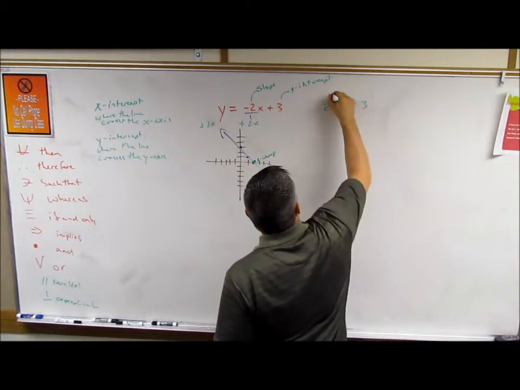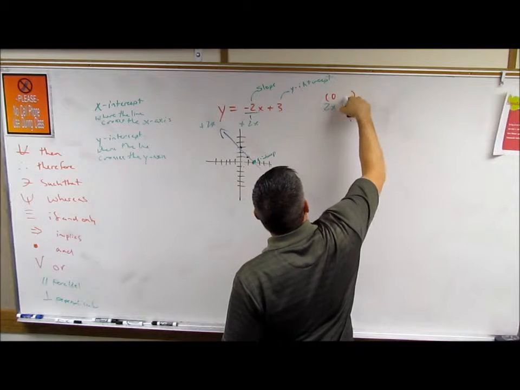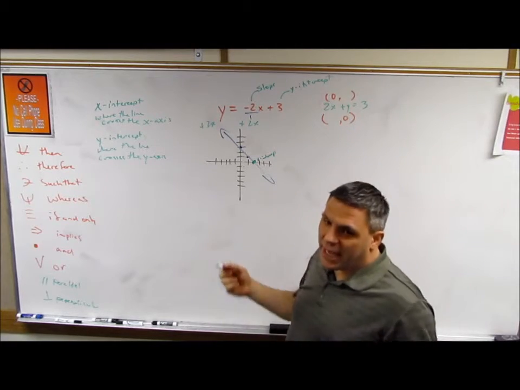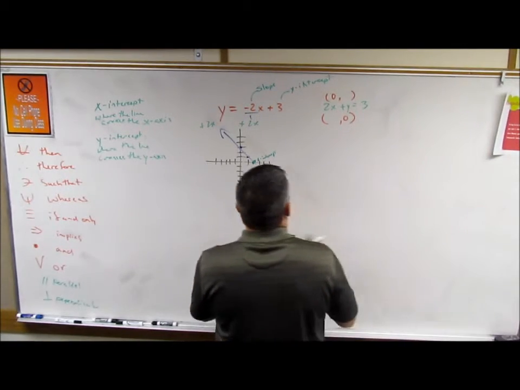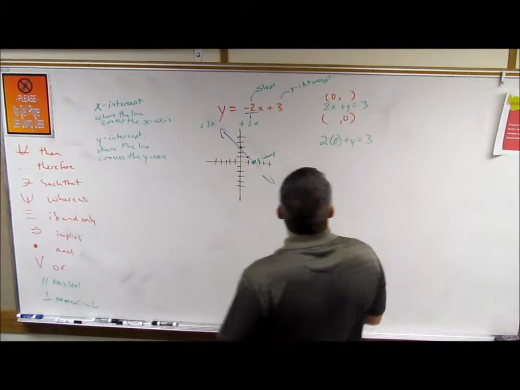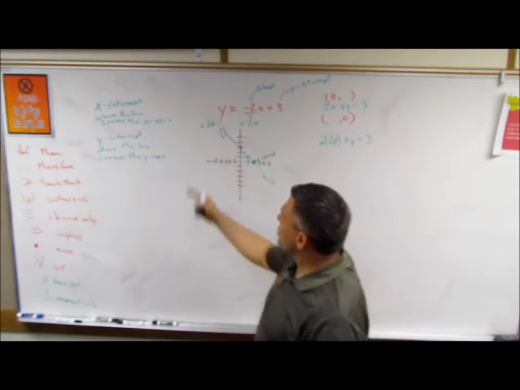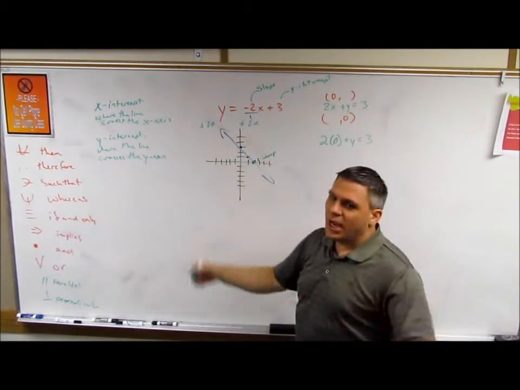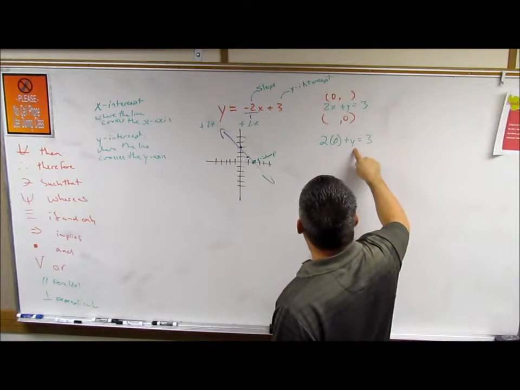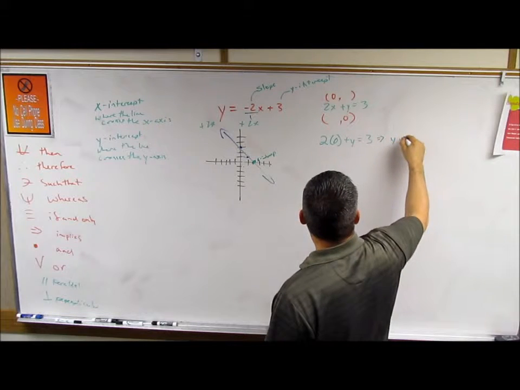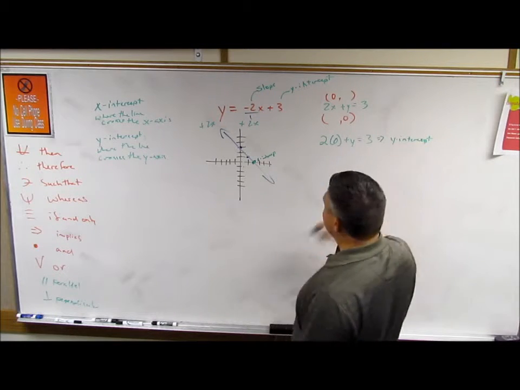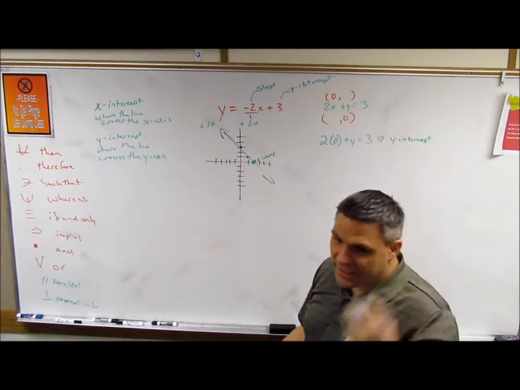So now I'm plugging in a 0, and I'm trying to find out my y. And then I will plug in a 0 for y, and I'll try to find out my x. So 2 times 0 plus y equals 3. Well, that was easy. But we already knew that because we knew that the y-intercept was 3. But if it were in this kind of terms, then that's how we would do it, right? Boom. The y-intercept is 3. But what's the x-intercept?